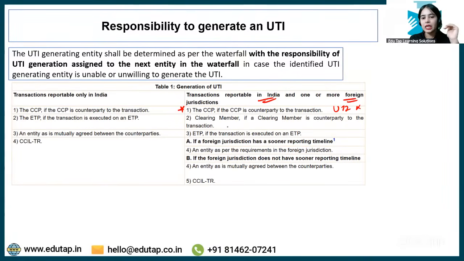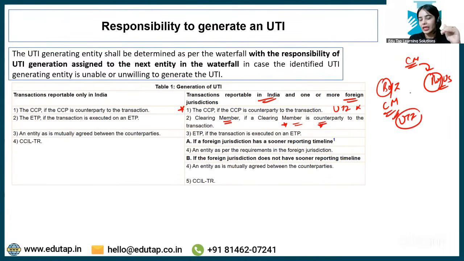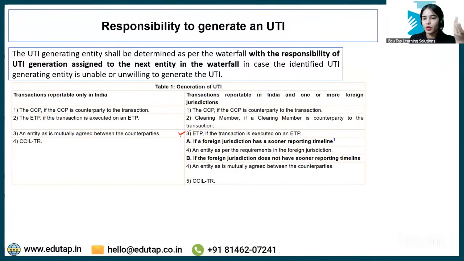If it is not available, then the clearing member, if a clearing member is a counterparty, basically the clearing member is also a counterparty that is involved in the transaction. Okay? So let's say Bank of India is also the clearing member, and the Bank of US is the other party. So the clearing member, if it is a counterparty to the transaction, will have to generate the UTI.